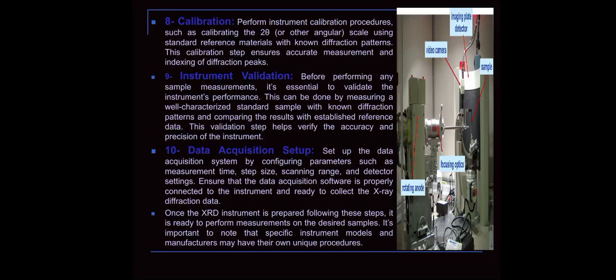Ninth, instrument validation. Before performing any sample measurements, it's essential to validate the instrument's performance. This can be done by measuring a well-characterized standard sample with known diffraction patterns and comparing the results with established reference data. Tenth, data acquisition setup.